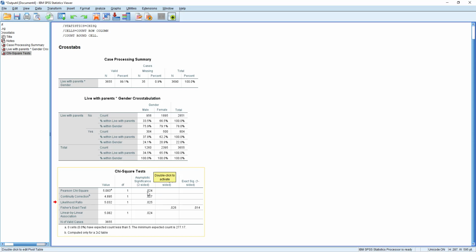So this figure here is 0.024. That's less than 0.05 and less than 0.1. So we can therefore state that the relationship that we find in our cross-tabulation, that is that male students are more likely to be living in the parental home than female students, is 95% significant. It's significant at a 95% level, because the significance reading for our Pearson chi-squared is less than 0.05.